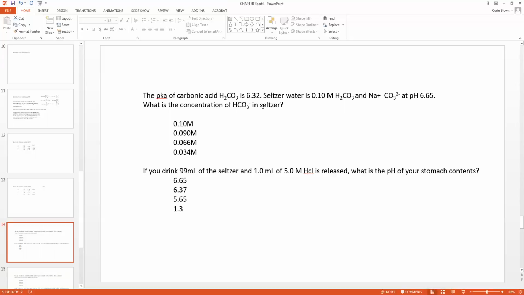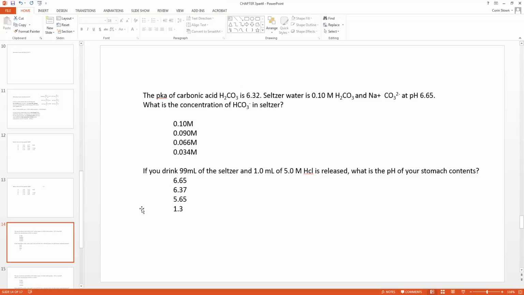So I'm given a couple of pieces of information here that I have to reckon with. I'm given pKa, I'm given pH, and I'm given a concentration. Those 3 things should point me in the direction of an equation, in this case, the Henderson-Hasselbalch equation. So once you plug in what you know, you should be able to solve mathematically for the unknown, in this case, the conjugate base HCO3 minus, or A minus, where HA is my H2CO3.